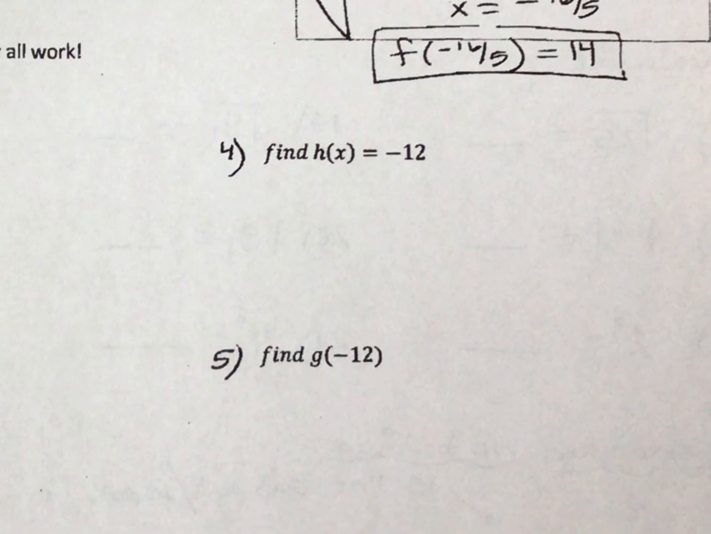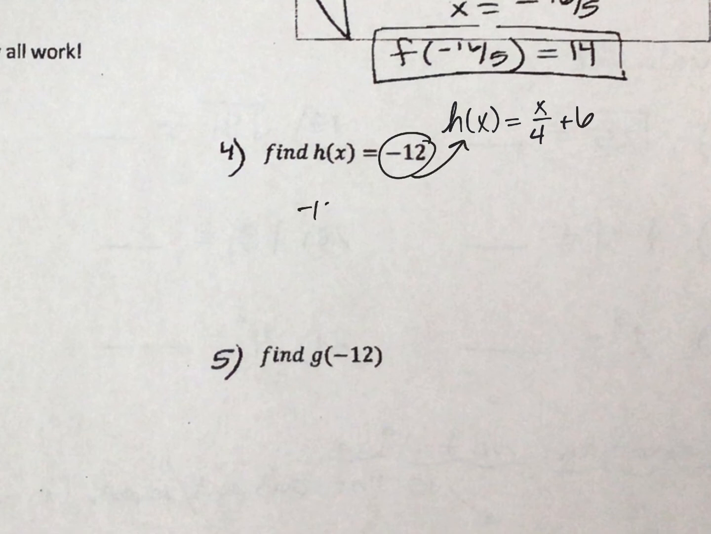Now number 4 says h of x is equal to negative 12. That means I'm putting the negative 12 in for the h of x part, and I need to know what x equals. So I have negative 12 equals x over 4 plus 6. Notice that what's inside the parentheses is x. So I can't replace the x with the 12. I need to set it equal to negative 12.